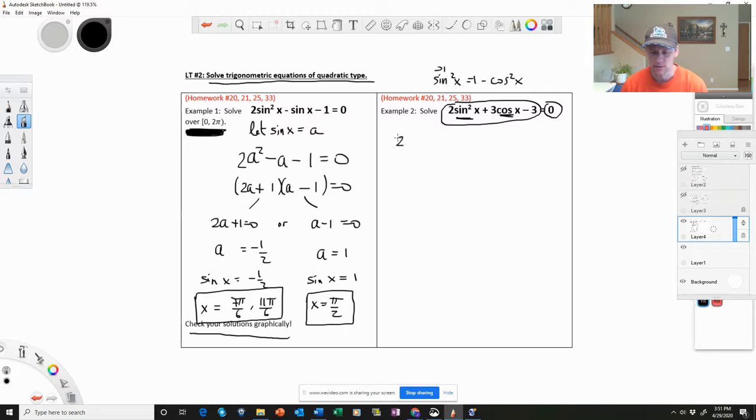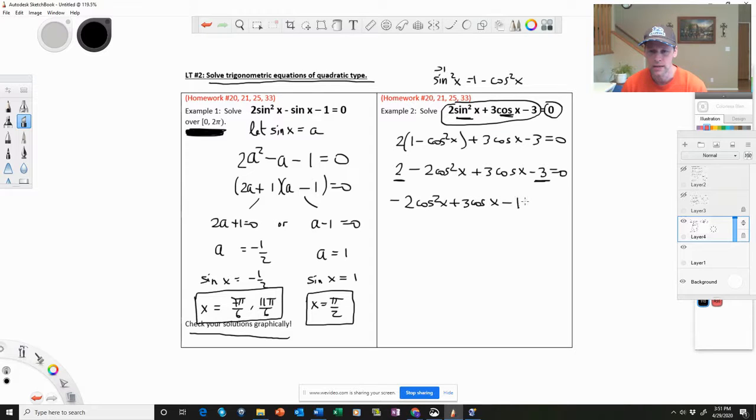So now we could write this as this, 2 times 1 minus the cosine squared of x plus 3 times the cosine of x minus 3 equals 0. At this point, I would really encourage you to pause the video and try it yourself. You should be able to solve that. Here's what you should have done. 2 minus 2 times the cosine squared of x plus 3 times the cosine of x minus 3 equals 0. Combining our like terms, which are only this guy and this guy, not too exciting, we'll get negative 2 times the cosine squared of x plus 3 times the cosine of x minus 1 equals 0.